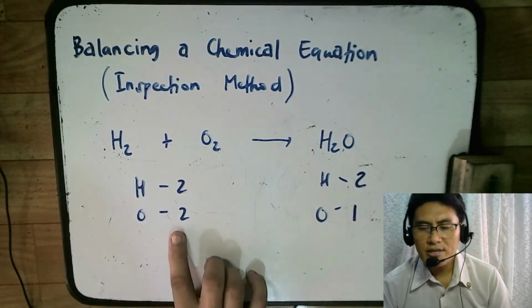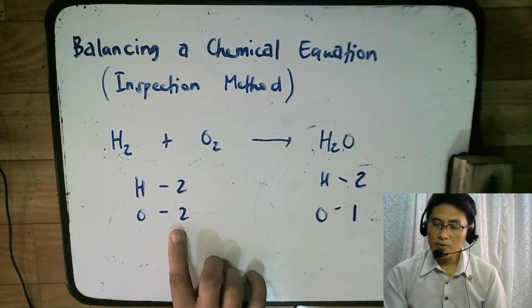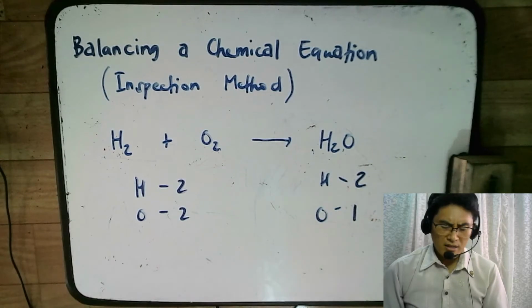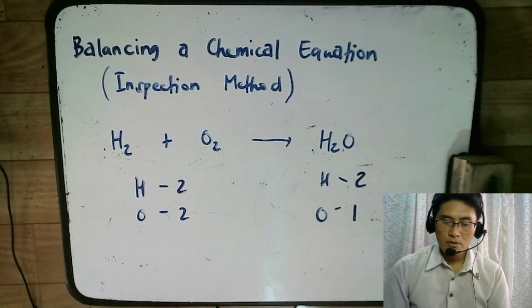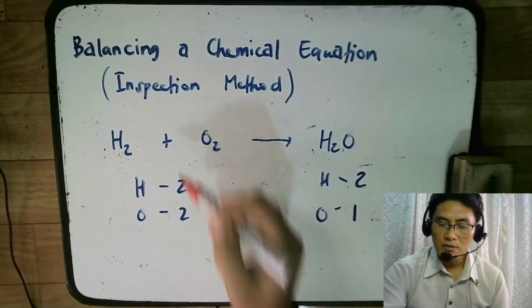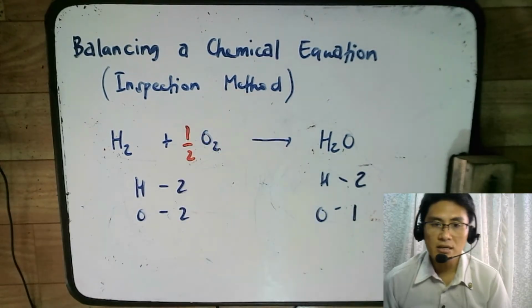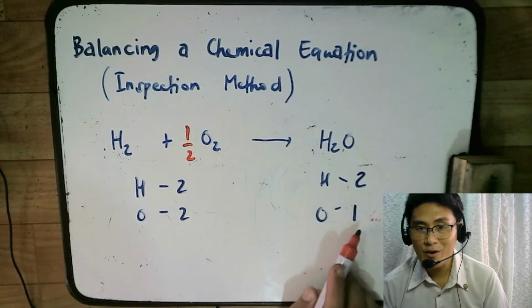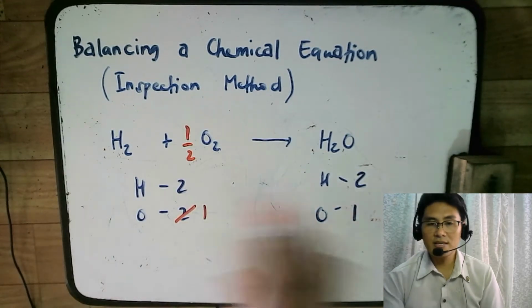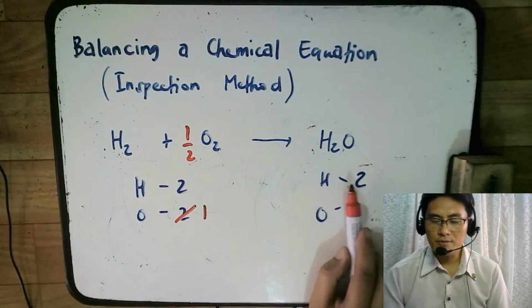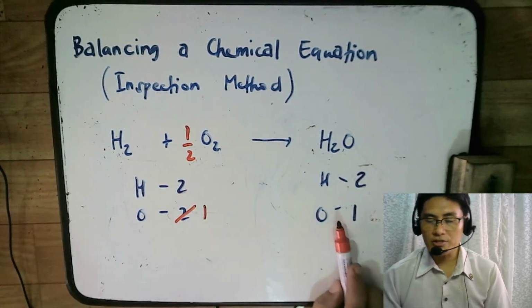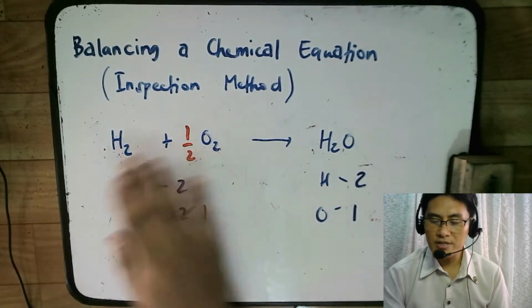But what if I want to adjust the bigger number? That's also okay. You can adjust the bigger number, but how do you make this 2 be equivalent to 1? You change the coefficient. How? Multiply it by 1/2. You see, 1/2 times 2 is 1. So now, all of a sudden, this is balanced. You have 2 hydrogen atoms, 2 hydrogen atoms, 1 oxygen atom, 1 oxygen atom. Okay? So this is now considered balanced.